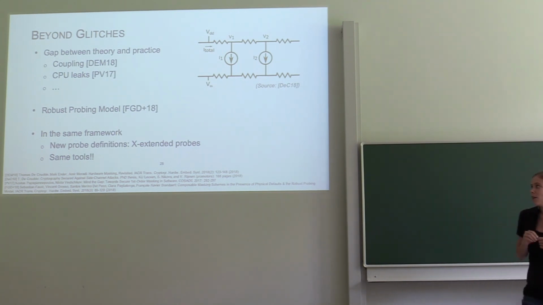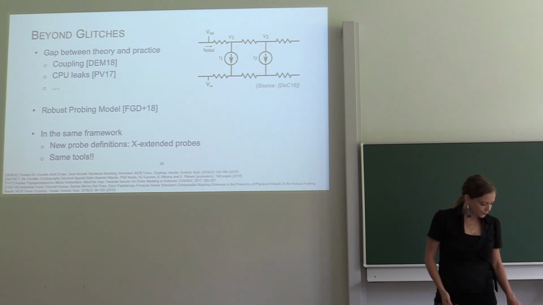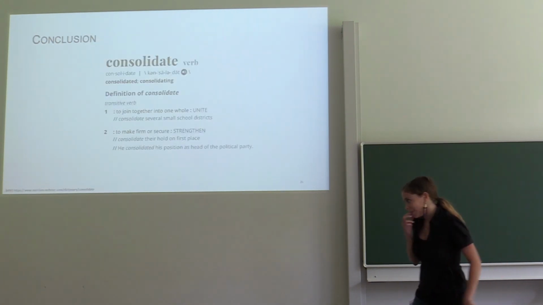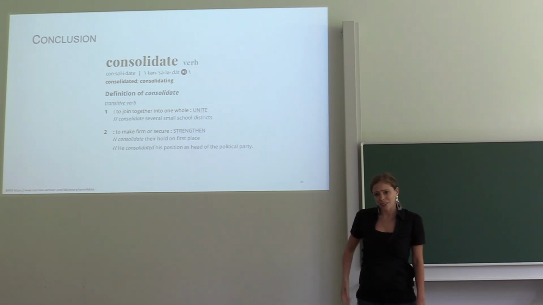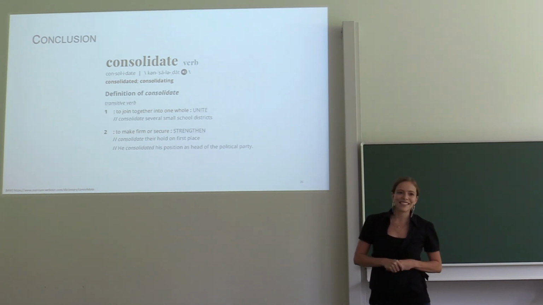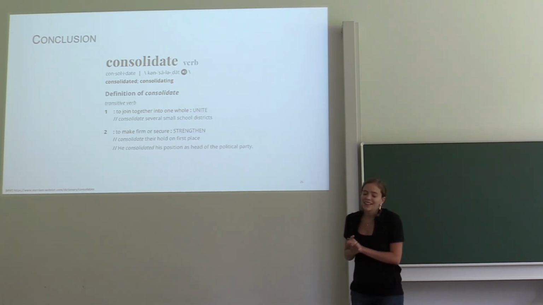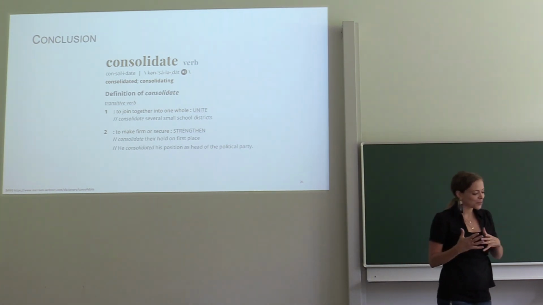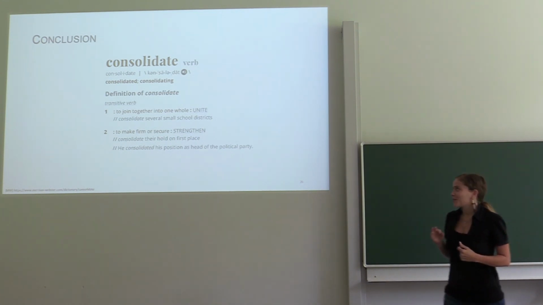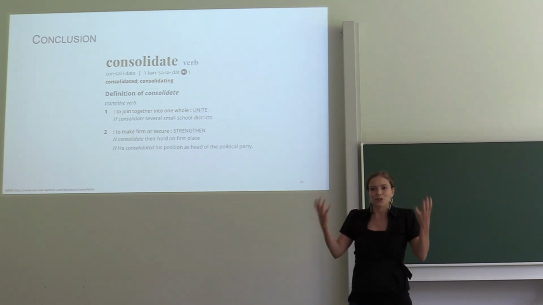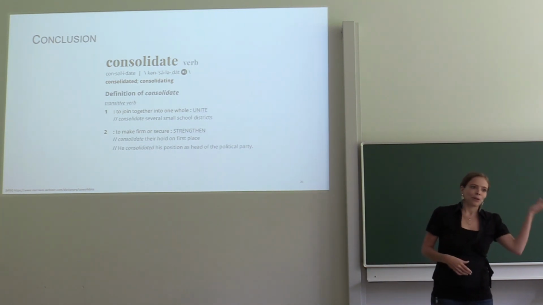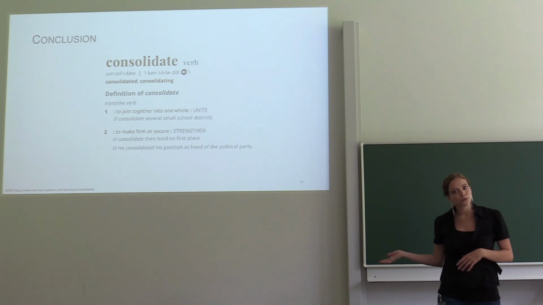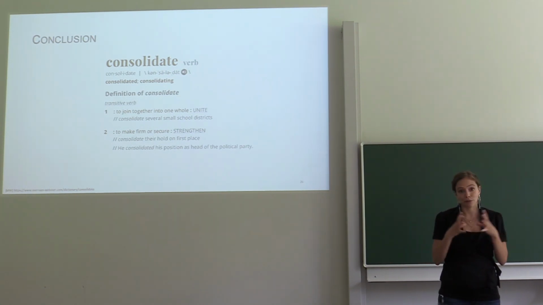And more importantly, we can keep using the same tools that were made to verify these things. So to conclude, we use consolidating in our title, which is a very popular word in papers about side-channel security, but that's not the only reason we use it. According to Merriam-Webster's dictionary, it has two meanings. The first one being to join together or to unite. So what we did in this work was to unite security conditions, whether with or without glitches, or composable or not. We try to unite them into a single framework.